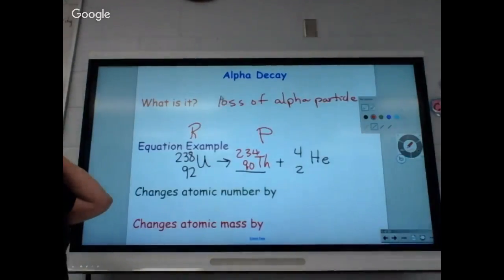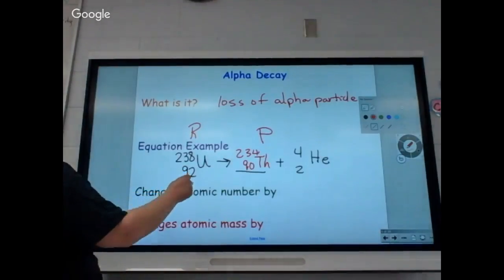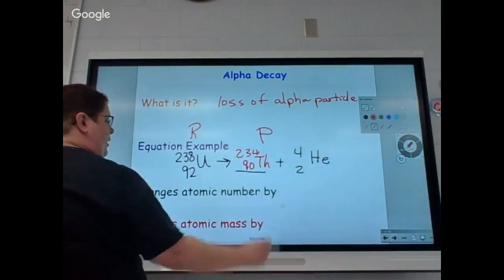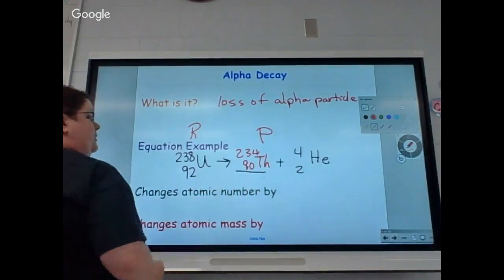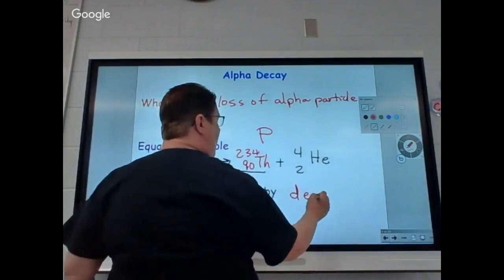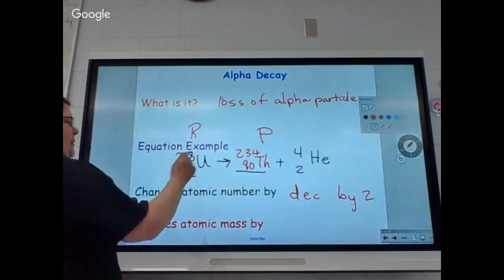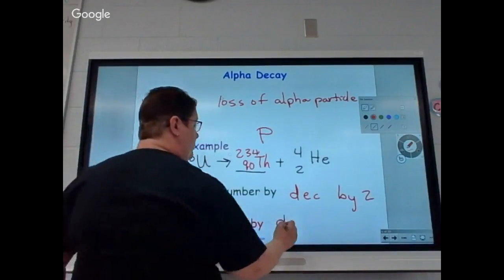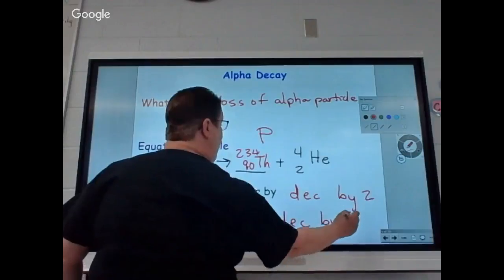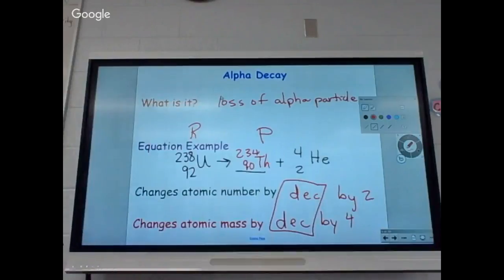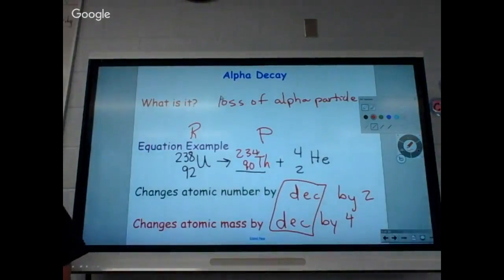All right, so if I ask you how much atomic number changed by, atomic number started at what? It started at 92 and it changed to 90. How much did atomic number change by? Did it increase or decrease? Okay, so when you undergo alpha radiation, it decreases by 2. All right, what did atomic mass do? By how much? So, anytime you undergo alpha radiation, what has to happen? They have to decrease. Okay? Everything decreases in alpha radiation.